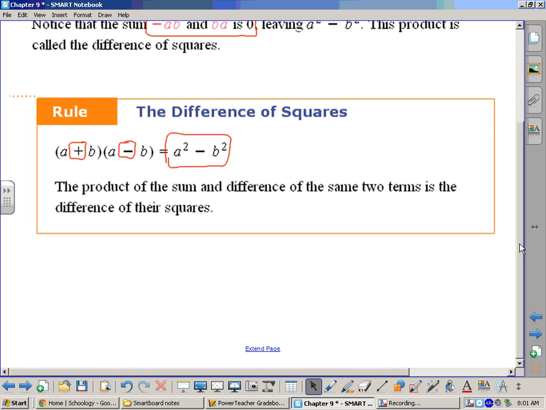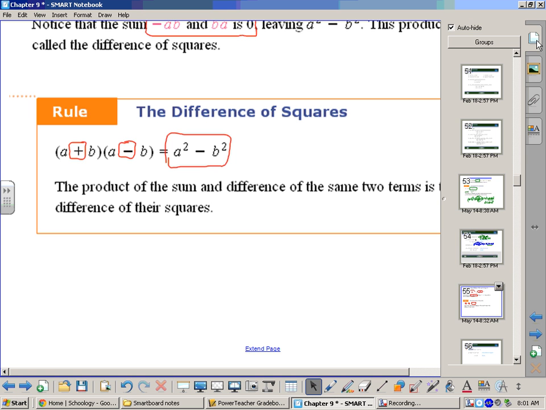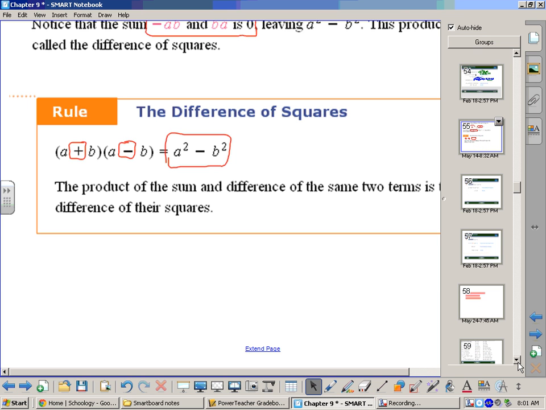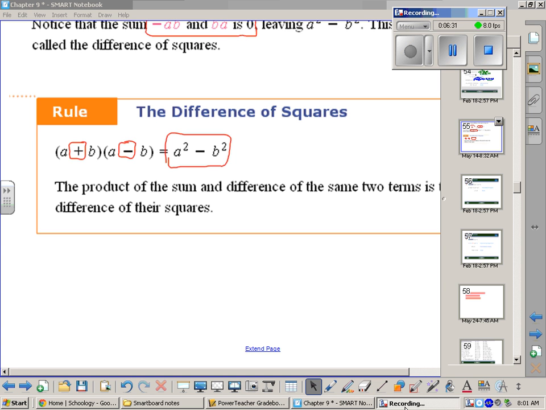So that's your lesson for today. We will be working on problems in class that will have to do with these two new formulas. So I will end the lesson for today. And the notes that you'll be required to bring to class are the two key concepts that I presented.